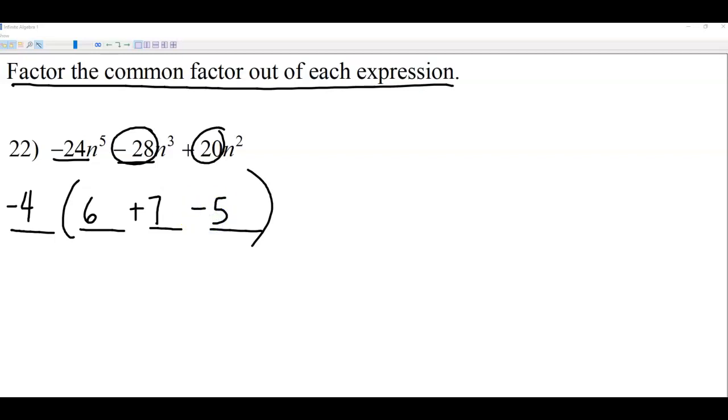Now we can also take out some n's. Notice that this one has 5 n's, this one has 3 n's, and this one has 2 n's. So how many n's can we take out? Well, you could take out however many they can all give. They can all at least give 2 because they all have at least 2 n's. So I'm going to take out an n squared. If I take two n's away from this one, it's going to be left with 3. If I take two n's away from this one, it's going to have 1 left. And if I take two n's away from this one, there won't be any n's left at all. And so there's my final answer.